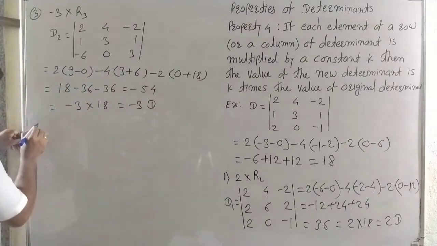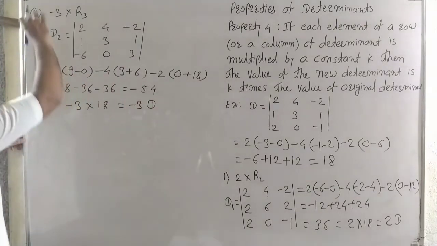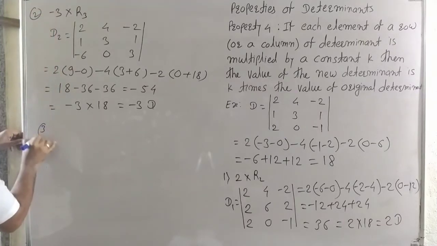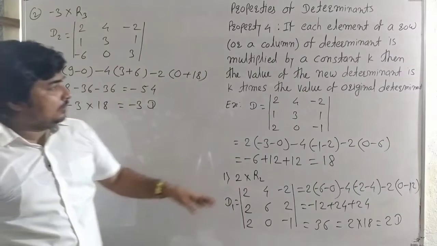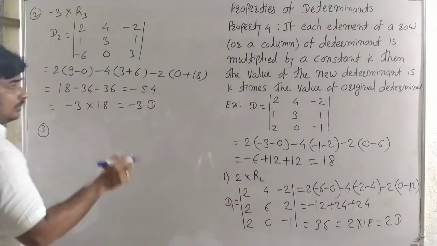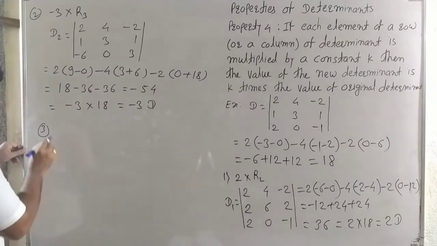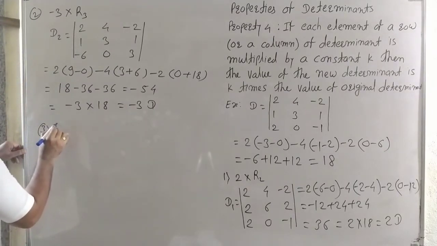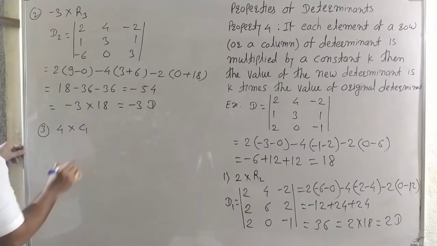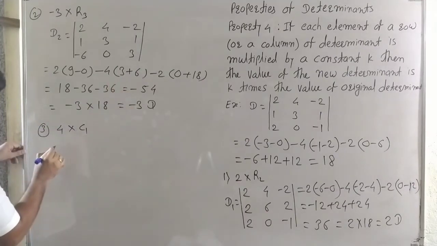Okay. Now, you can see here it is the first example. Here it is the second. We can write the third example. Okay. Here we multiply any column by a scalar. Here we multiply the first column by a scalar. Suppose here we multiply 4 into C1, for column 1. Then it is D3.